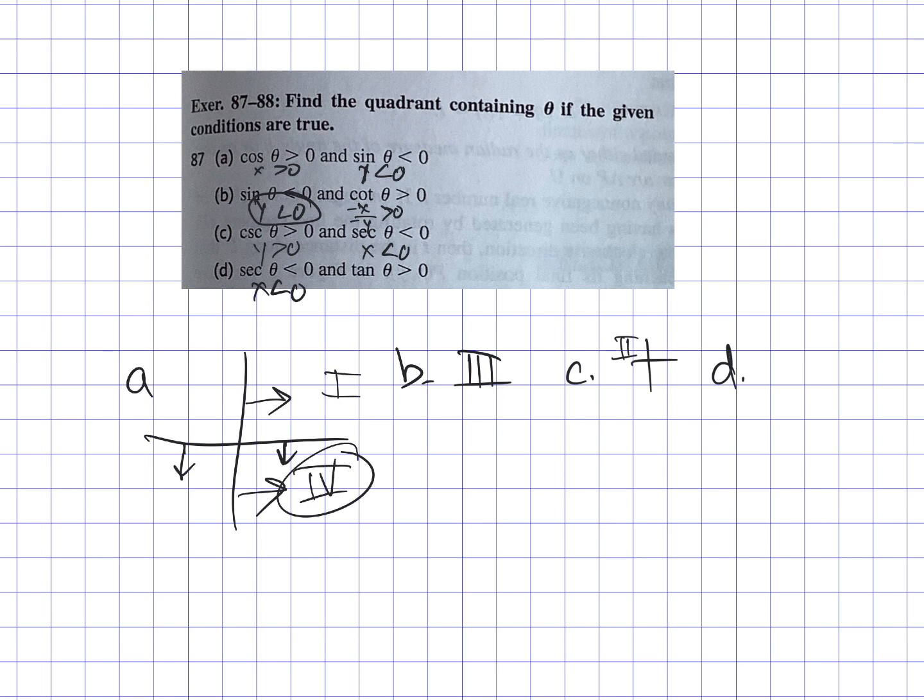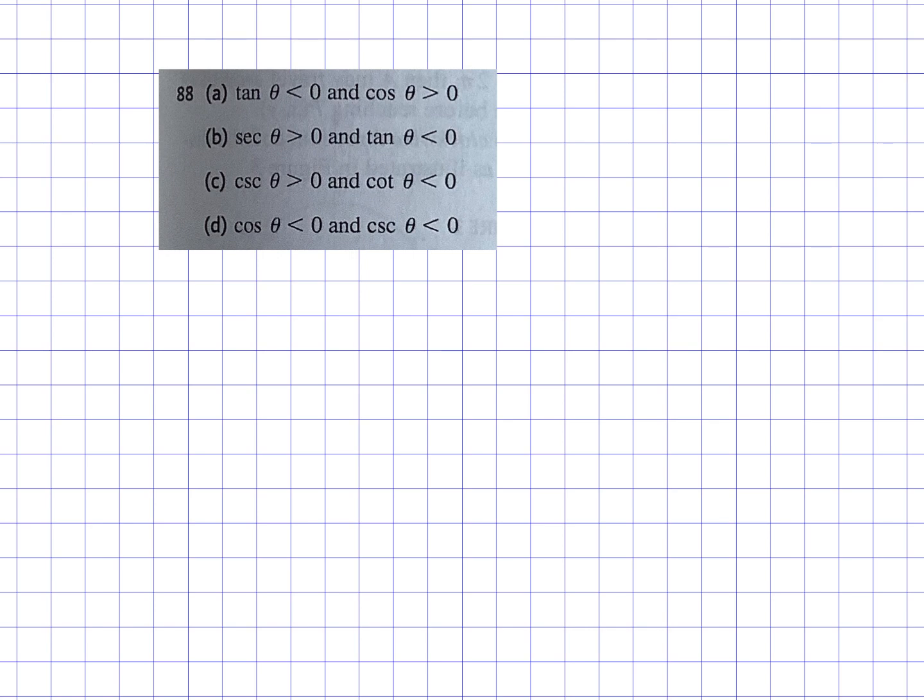X is negative, and tangent is y over x. So again, for it to be positive, that means that both are positive or both are negative. And since x is negative, that means they both have to be negative, and we are in the third quadrant. All right, again, you do this, pause it, and then come back to me and listen to what I told you. Tangent is y over x.